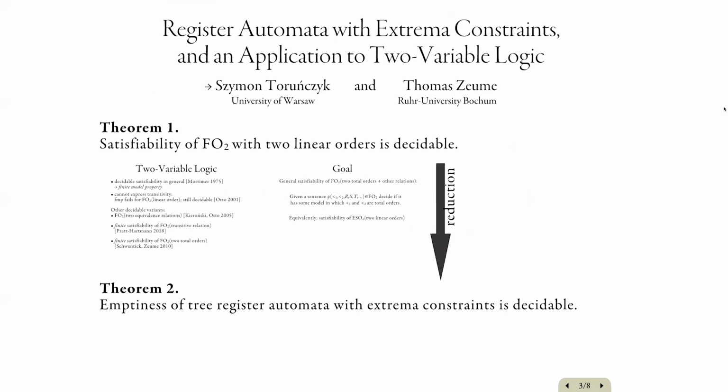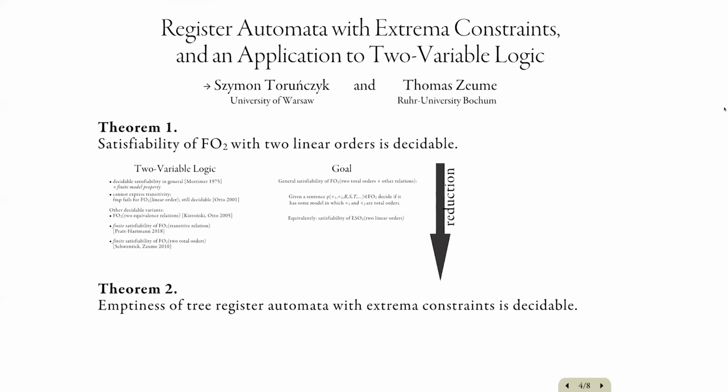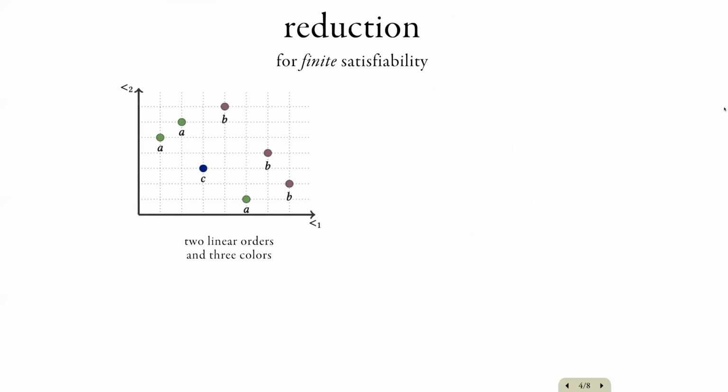And the way it is proved is by a reduction to the automata model, which is considered in the second result. So let me start by describing the reduction. In this special case, if we just consider finite satisfiability, which turns out to be actually easier in this case, this reduction gives an alternative proof of the result of Szwentyk and Zeume.